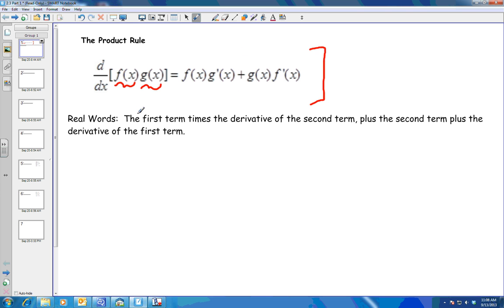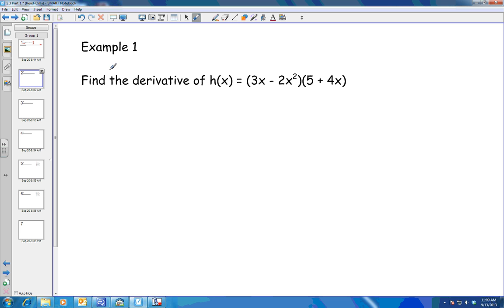Now, in real words, this is what you would do. The first term times the derivative of the second term, plus the second term, times the derivative of the first term. All right, so let's do an example.